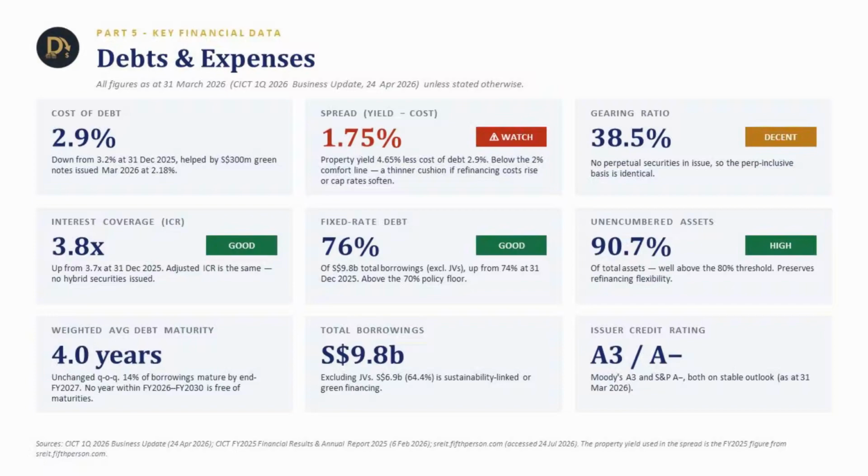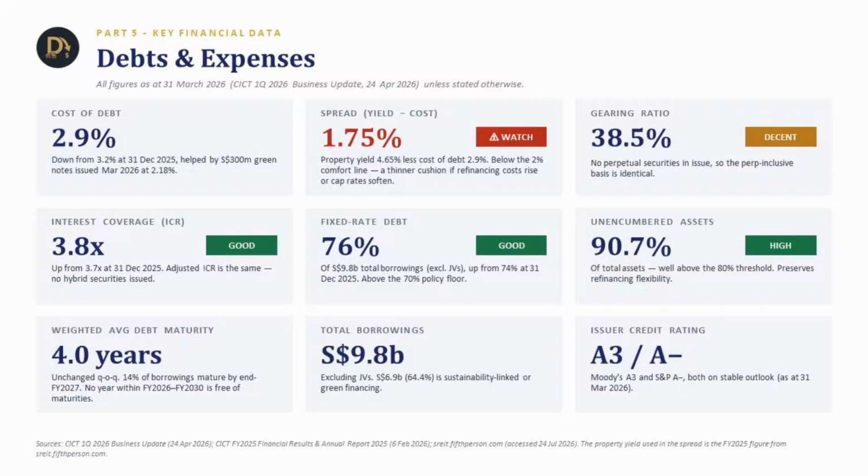If refinancing costs increase, say, new bonds price higher than 2.9%, or if capitalization rates soften and push the property yield down, that 1.75% margin compresses further. And what happens if it compresses too much? The mathematical viability of debt-funded acquisitions diminishes. If a new property acquisition yields less than the cost of the new debt required to buy it, plus corporate overhead, the transaction adds zero or even negative accretive value per dollar borrowed. That's why 2% is the comfort line.